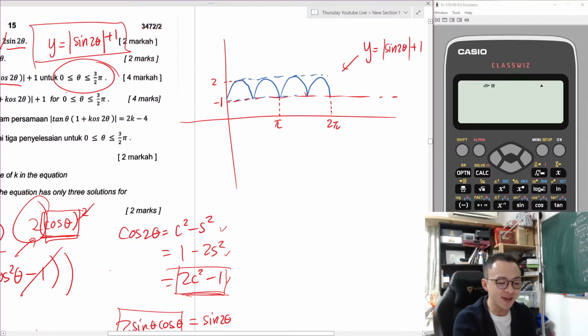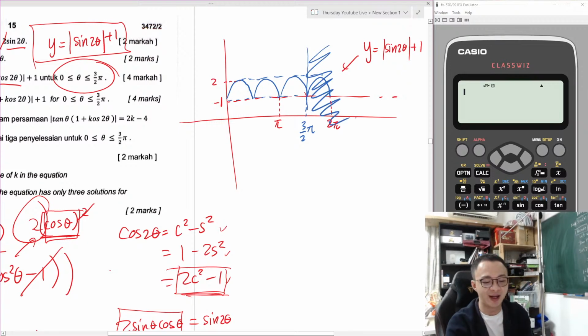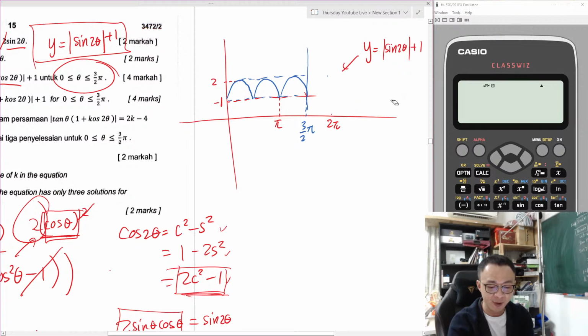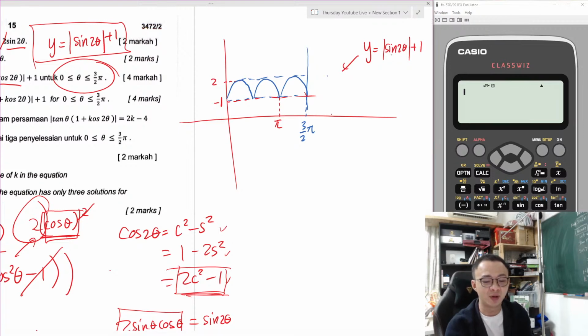However, the question said they do not want me to sketch until 2 pi. They only want me to sketch until 1.5 pi, or 3 over 2 pi. Basically, here will be 3 over 2 pi. So anything beyond here, I'm going to erase it. So my answer is over there only. You get the idea? They ask us to sketch until here. So the maximum is 2 because my amplitude here is 1. It's not at the negative part. Still need to modulus? Yes.